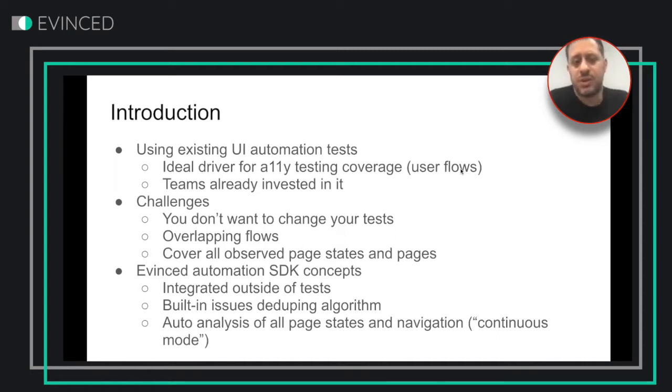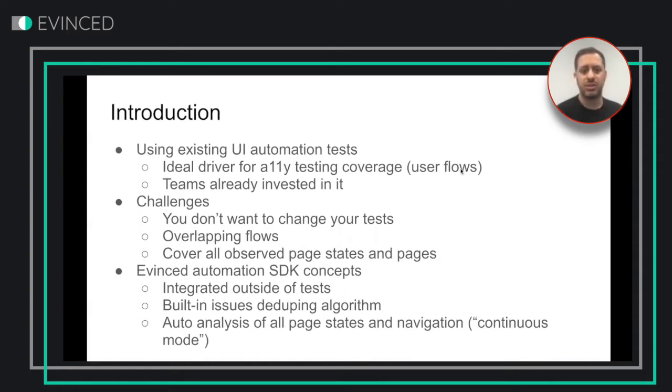The reason I can use the existing UI automation tests is that, first of all, today modern development teams are already investing in writing this kind of tests. So I already have all kinds of tests that I'm running against my application. On top of that, as we just saw, automation tests can be an ideal driver for accessibility testing coverage.